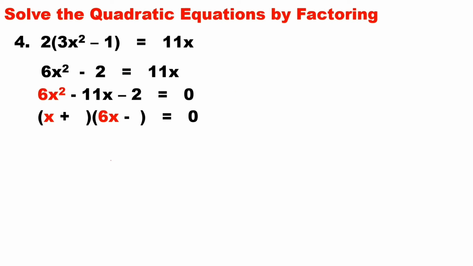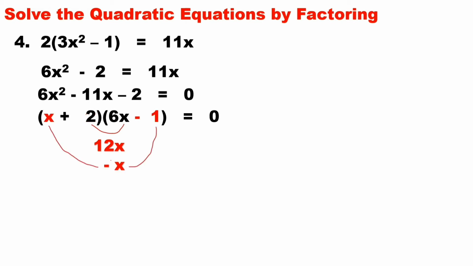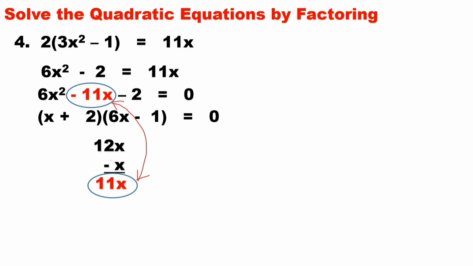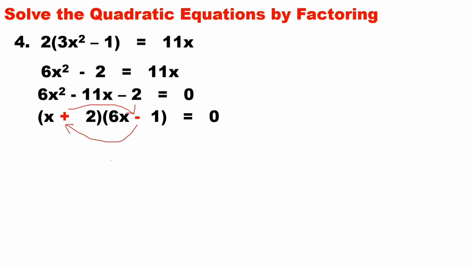This time, we will try the other factors of 6x squared, which are x times 6x. Using the same factors of 2, which are 2 times 1. 2 times 6x is 12x. x times negative 1 is negative x. 12x minus x is 11x. Since 11x is the opposite of the middle term negative 11x, what we will do is reverse the operations. Plus will become minus and minus will become plus.